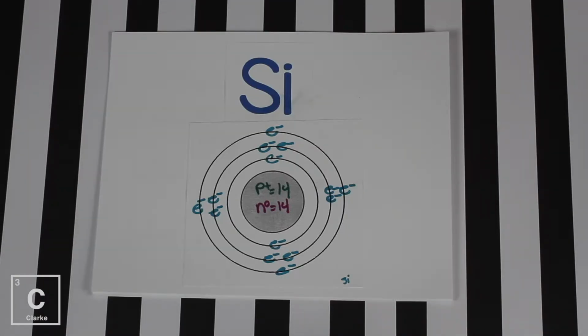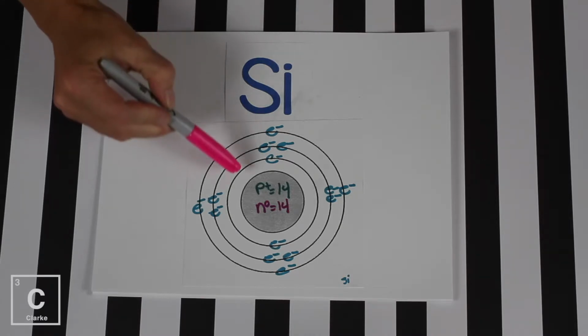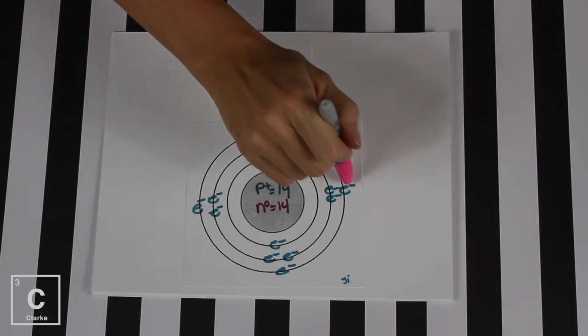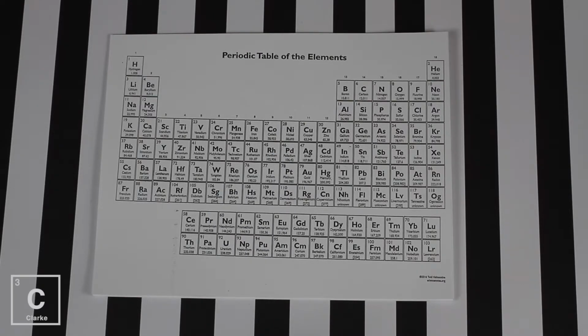And if we look at silicon, silicon is atomic number 14, 14 protons. It has a mass number of 28, so 14 neutrons and 14 electrons, 2 of which are on the first energy level, 8 on the second, that gets us 10, so 4 more, so 4 valence electrons. 1, 2, 3, 4. If we look at silicon on the periodic table, it's in group 14.